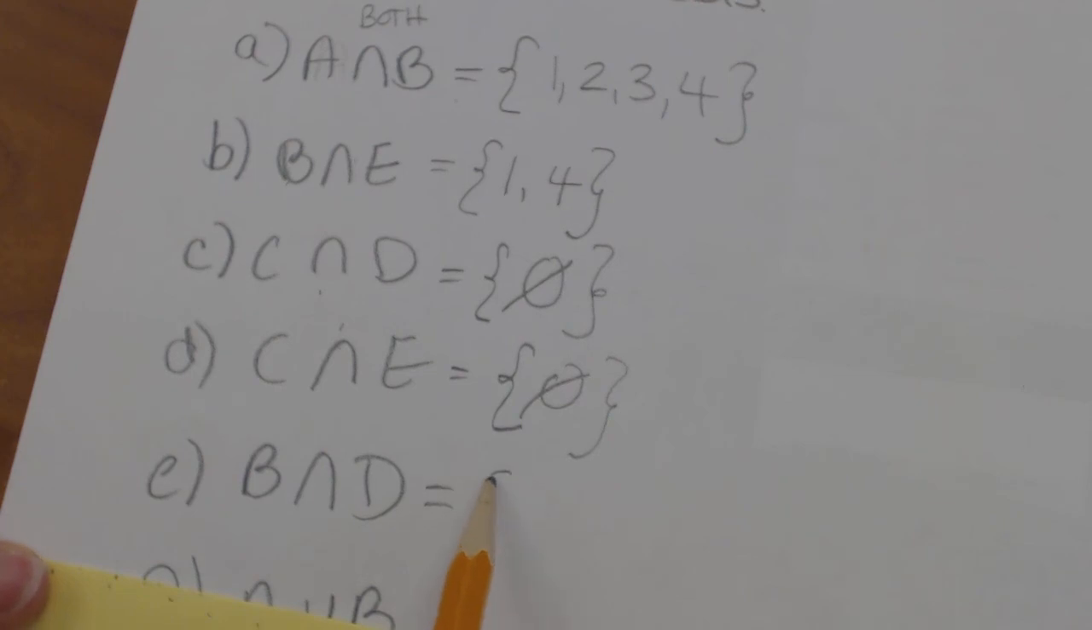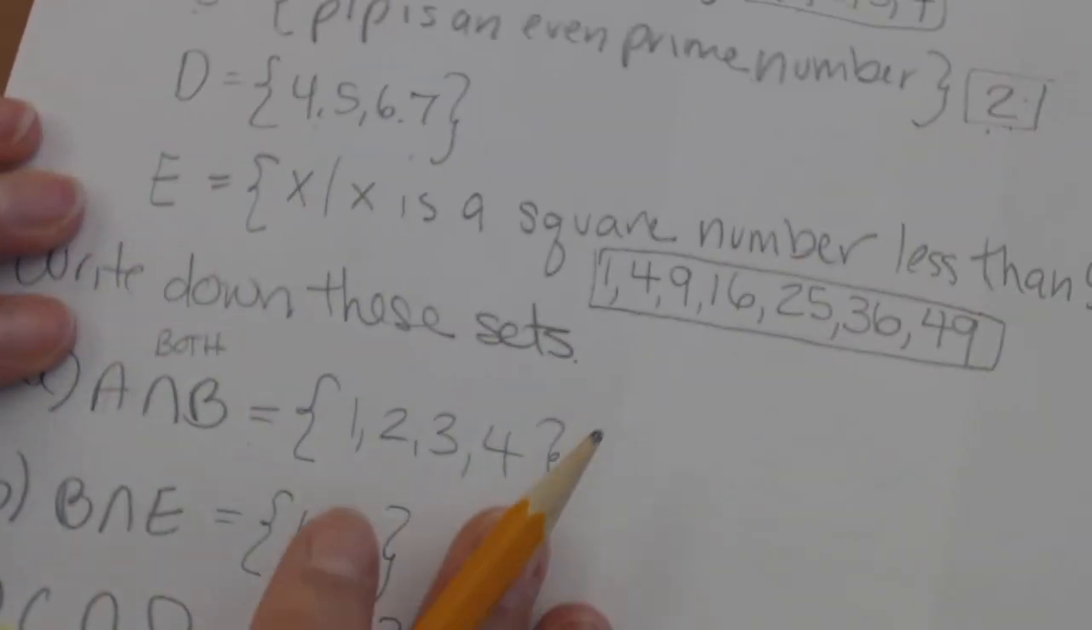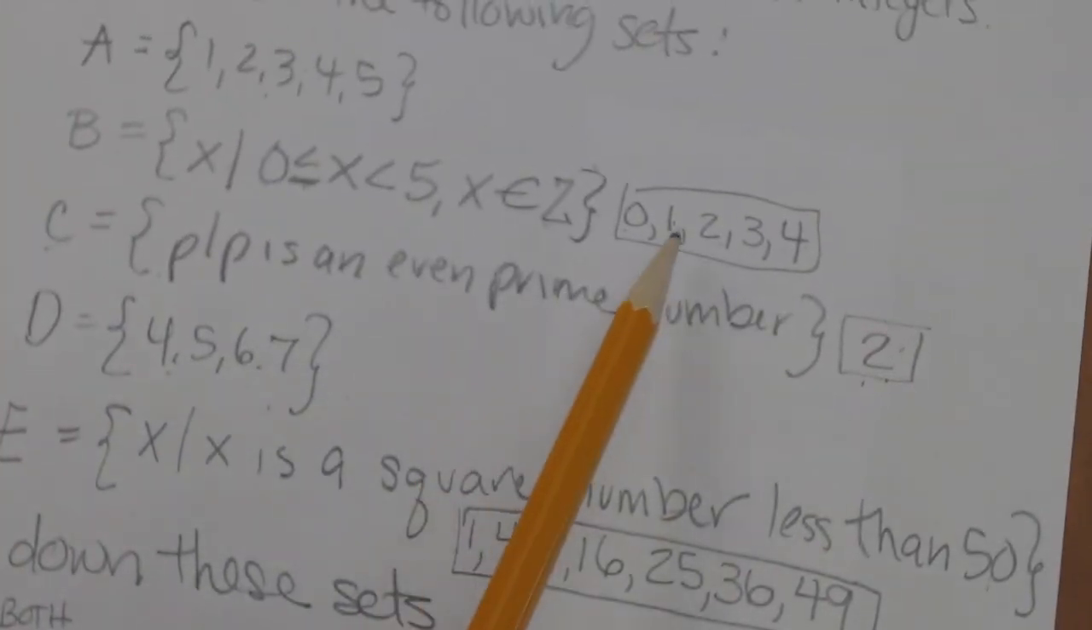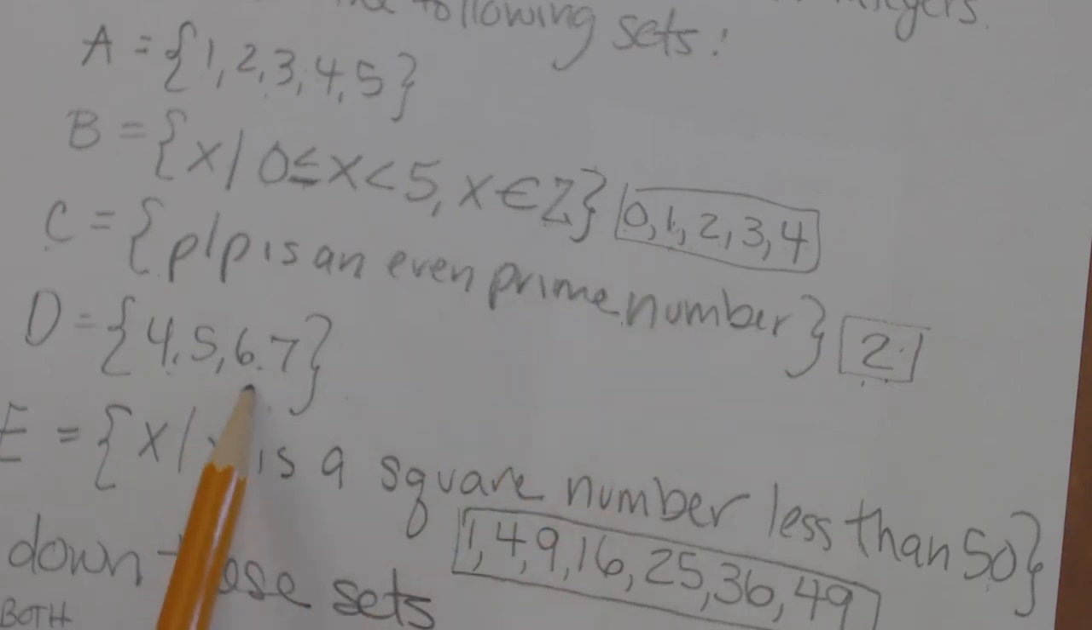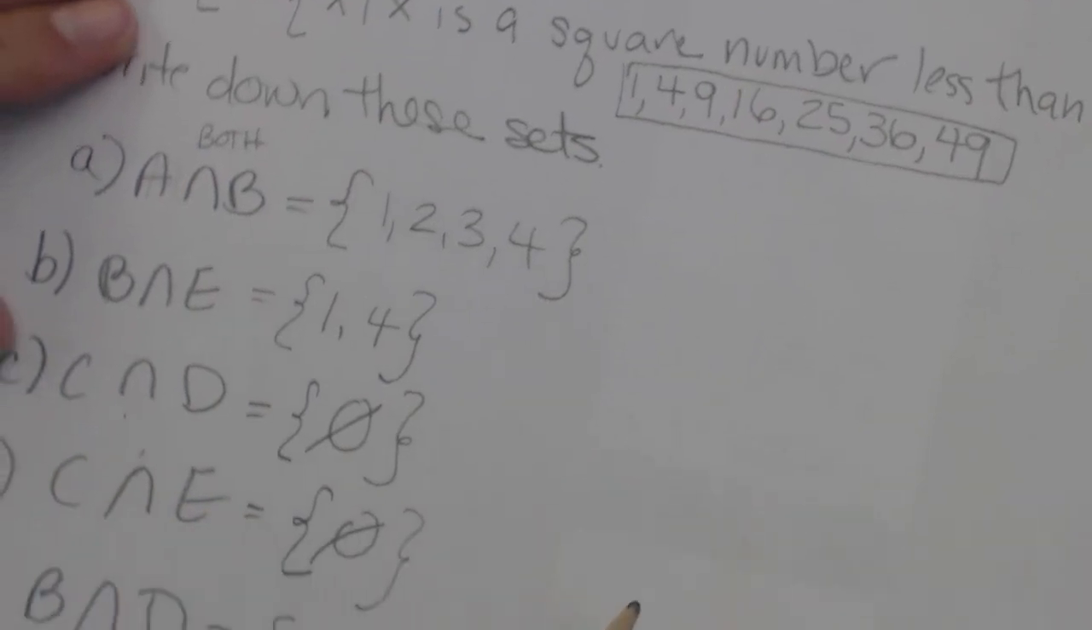Let's look at B and D. So let's go back up here, B and D. Here's B, remember, here's D, and I believe the only number they have in common is 4.